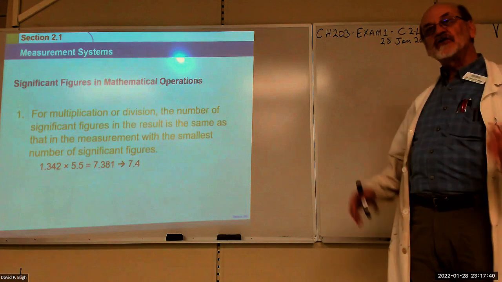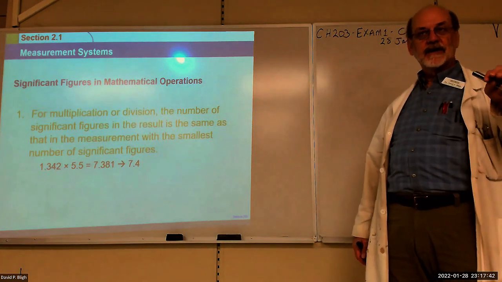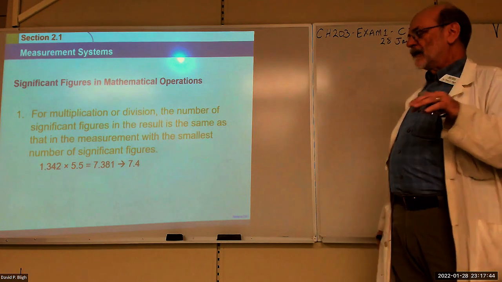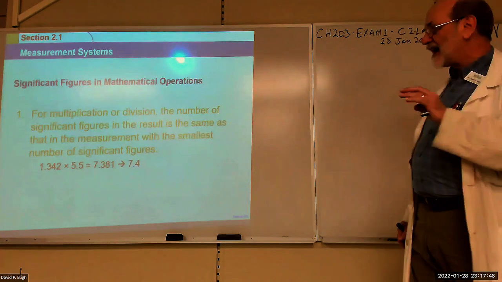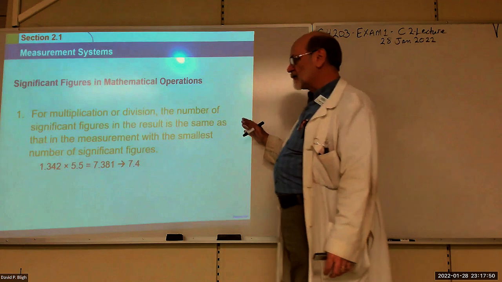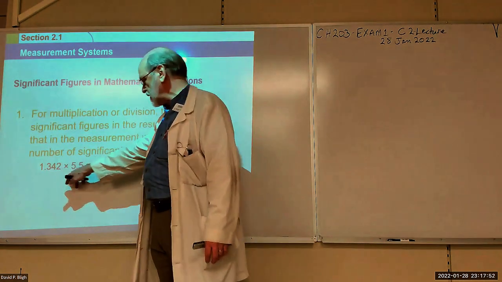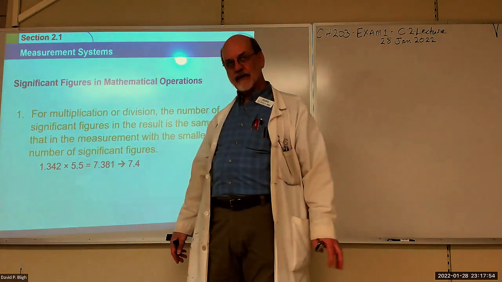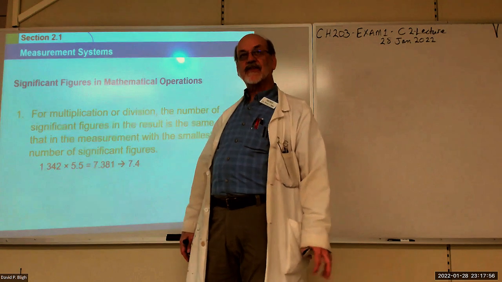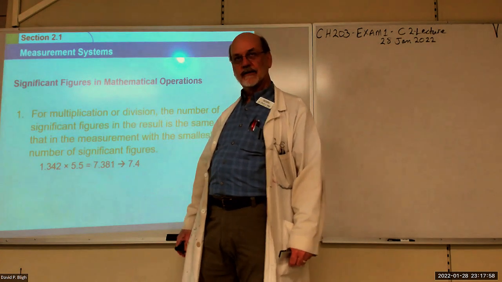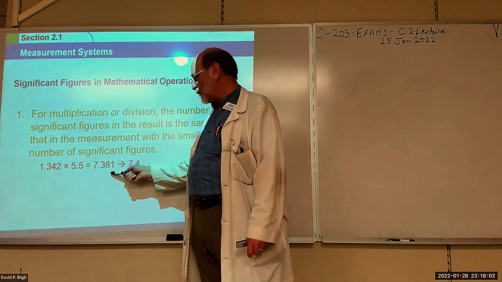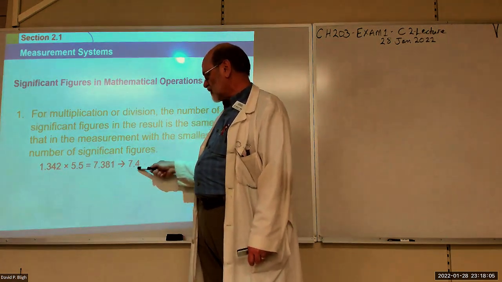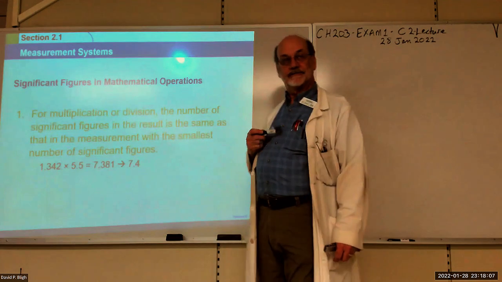Mathematical operations. There are two types, multiply, divide, and that includes exponents, and add, subtract. Multiply, divide is the easy one. All you have to do is, in your calculation, you say, which one has the least number of significant figures? And that's the limit on your answer. So this one has 4, this one has 2. Our calculator may spit this number out, but we have to round to 2. Okay?